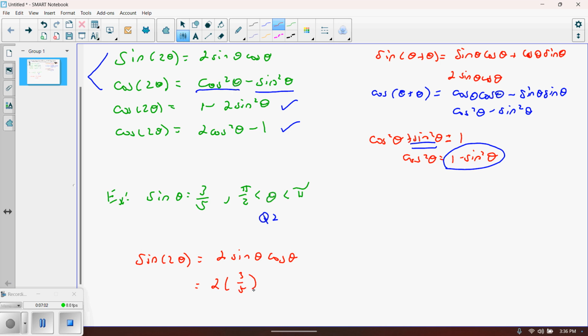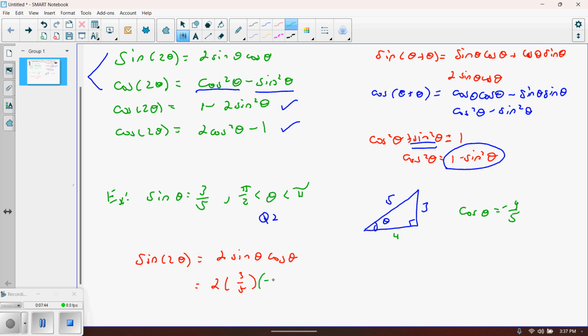The problem is that they didn't give us the cosine of theta part, but we can get it from the right triangle. If that's my theta, then sine is opposite over hypotenuse. Using the Pythagorean theorem, we find that the adjacent side would be 4. That's a 3, 4, 5 special right triangle. Now we can figure out that the cosine of theta is 4/5, adjacent over hypotenuse. And the fact that it's in the second quadrant lets us know that it is a negative 4/5.